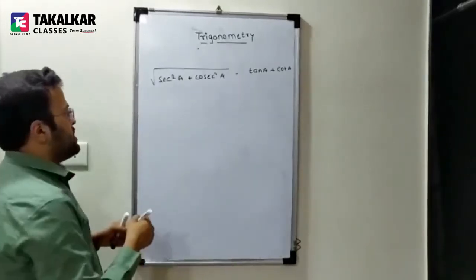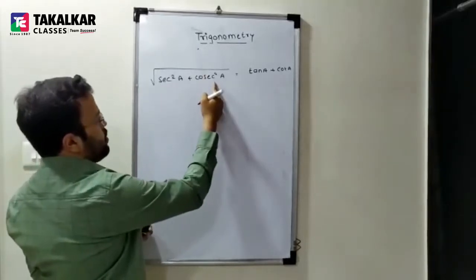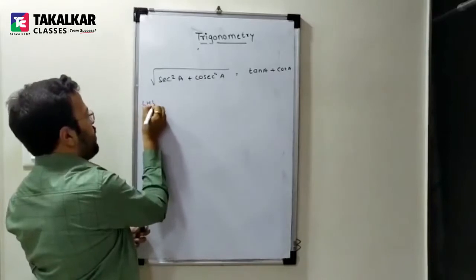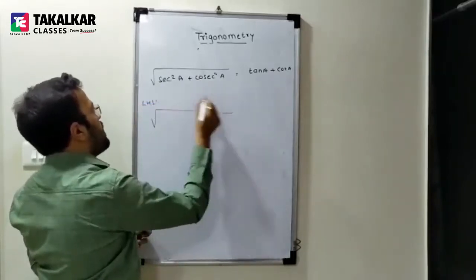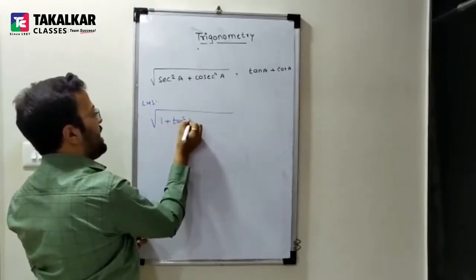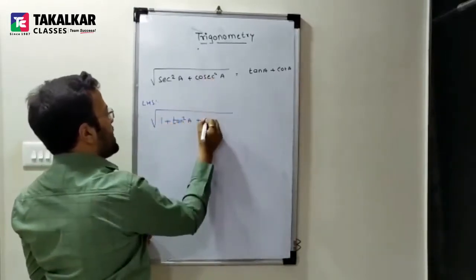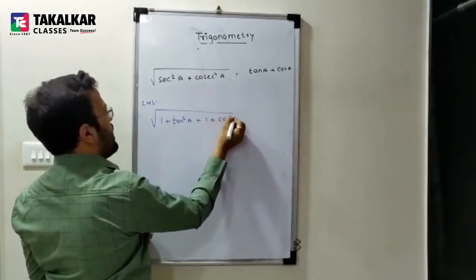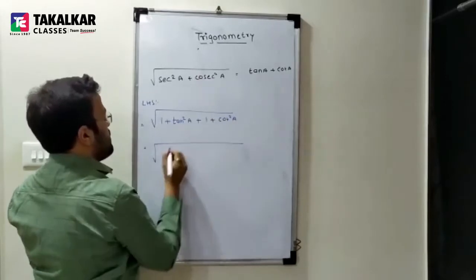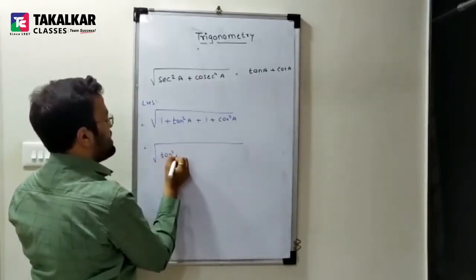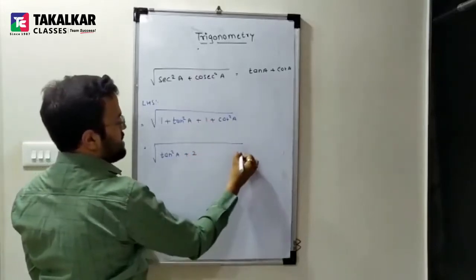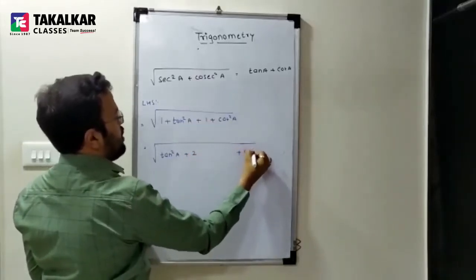Now the next sum is under root sec square A plus cosec square A is equal to tan A plus cot A. We'll start from LHS. Now instead of sec square, I can write 1 plus tan square A, an identity. Instead of cosec square, I can write 1 plus cot square A. Now just rearrange this: this tan square A as it is, plus 1 plus 1 is 2 as it is, plus this cot square A as it is.